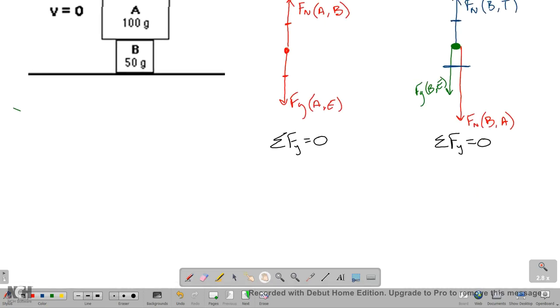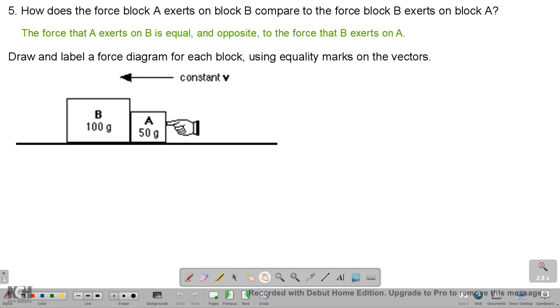All right, let's move on to page 2. All right, so number 5 says, how does the force that block A exerts on block B compare to the force that block B exerts on block A? This time, they're moving at a constant velocity because of some push force that's moving them to the left. So does that change anything? No, the force that A exerts on B is equal and opposite to the force that B exerts on A because of Newton's third law. So what will change here would be the force diagrams.